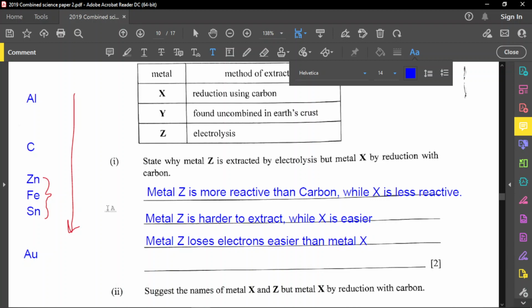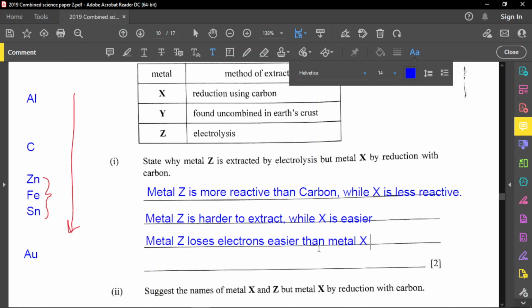Those are general points, as a matter of fact. And when I say loses electrons, that means it's easier to oxidize. Loss of electrons is oxidation, so it's easier to oxidize compared to metal X.